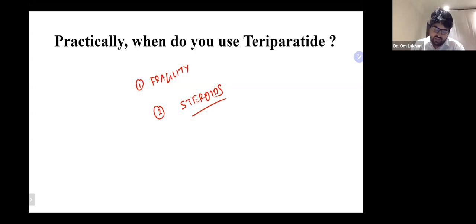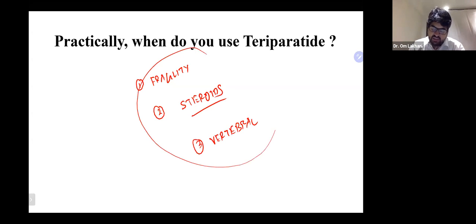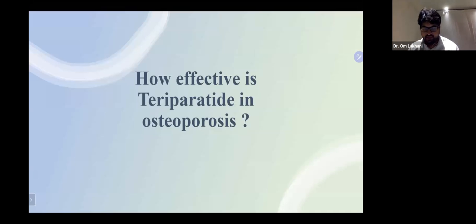And the third very common place is a patient coming with vertebral fractures. So if the patient comes with back pain and so on and so forth, and already has multiple vertebral fractures because of osteoporosis and not because of malignancy, in such a scenario, you would consider using teriparatide. So these are three very common scenarios where I practically use teriparatide in my own practice.